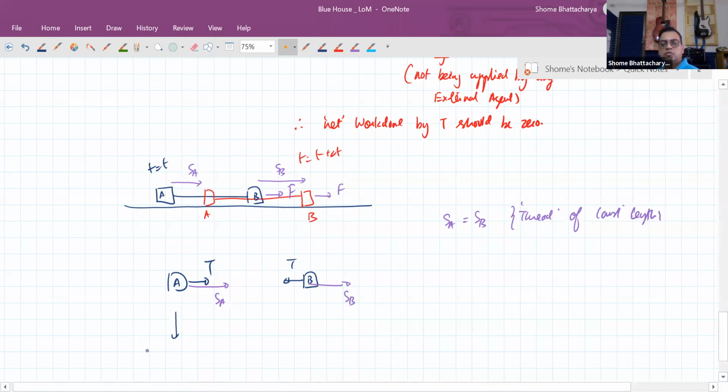So work done by tension on block A, how much should it be? Should be plus T into SA, because you can see they are parallel vectors. But similarly, the work done by tension on block B, how much should it be? Should be minus T into SB, because these two are at 180 degrees angle.